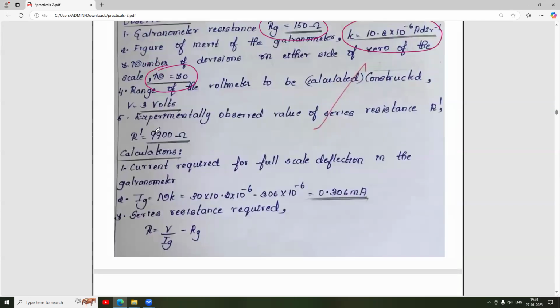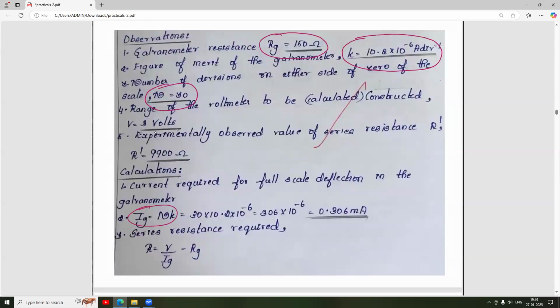So if you want to calculate it, Ig is equal to N into K. Here you have the formula. Number of divisions in the galvanometer is 30 and current required to produce one division deflection is 10.2 into 10 to the power minus 6. That is 306 into 10 to the power minus 6. So if I bring 3 places left the decimal point, then this will be 0.306 milliamperes. Or you can keep it like this also, no problem.